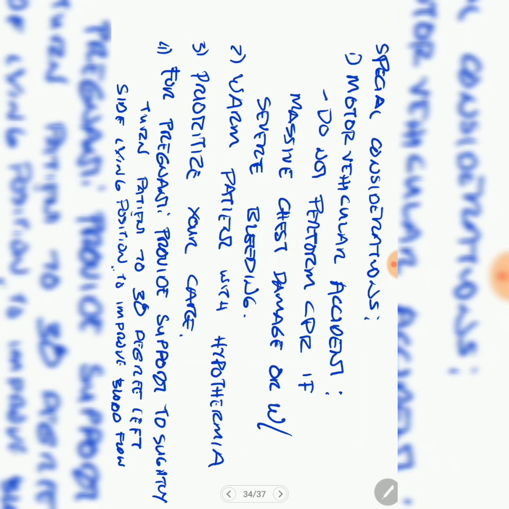Now let's talk about special considerations. Motor vehicular accident: do not perform CPR if massive chest damage or with severe bleeding. Warm patient with hypothermia, and also prioritize your care. As much as possible, if there will be multiple casualties, then do proper triage. Number 4, for pregnant, provide support and then slightly turn the patient at a 30-degree angle to the left side. This is to improve blood flow going back into the heart.